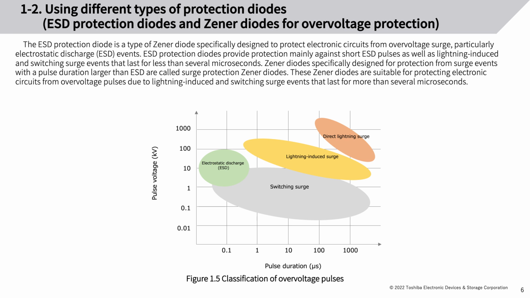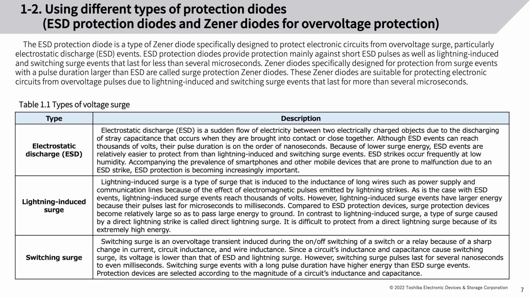Zener diodes specifically designed for protection from surge events with the pulse duration larger than ESD are called surge protection Zener diodes. These Zener diodes are suitable for protecting electronic circuits from overvoltage pulses due to lightning-induced and switching surge events that last for more than several microseconds. Table 1.1 shows the types and descriptions of each voltage surge.